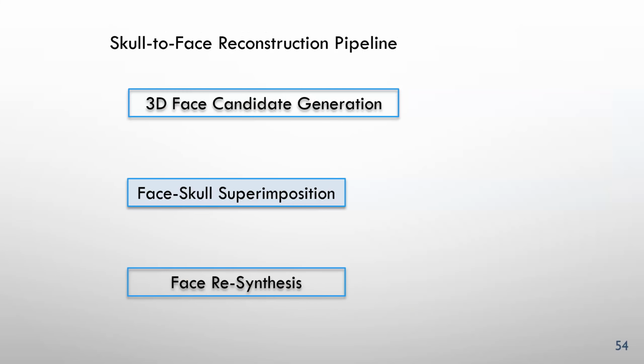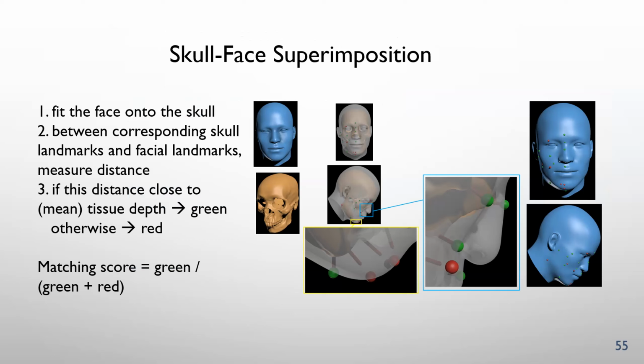Then we do the second step, the superimposition. So basically, given a skull and a 3D face, we want to compare, we want to match them and see how likely they belong to the same person. To do this superimposition, we just check, following a set of tissue depths defined on landmarks, how well the skull matches with the face structure. For example, we first fit the face onto the skull, and then between the corresponding skull landmarks and facial landmarks, we measure the distance.